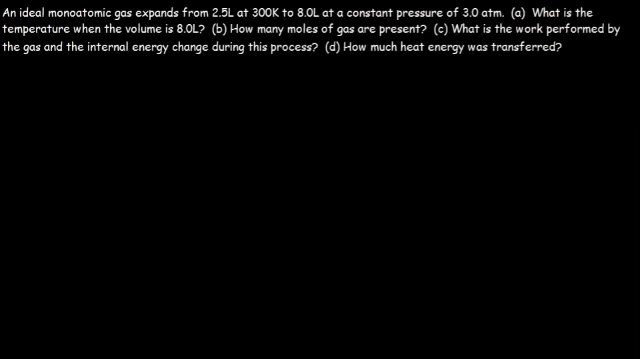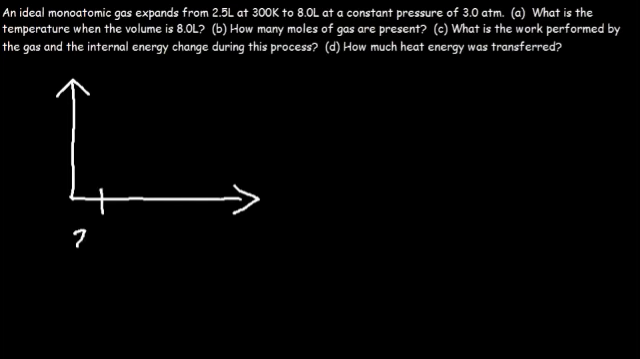An ideal monoatomic gas expands from 2.5 liters at 300 Kelvin to 8 liters at a constant pressure of 3 atm. What is the temperature when the volume is 8 liters? So let's draw a PV diagram. Now the first thing we want to do is identify what type of process we have. And it turns out that this is an isobaric process, since the pressure is constant.